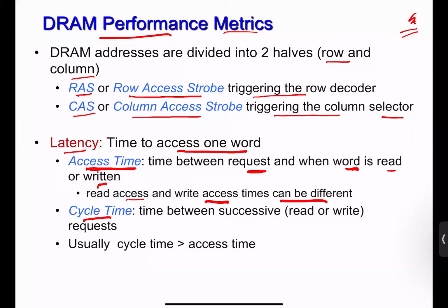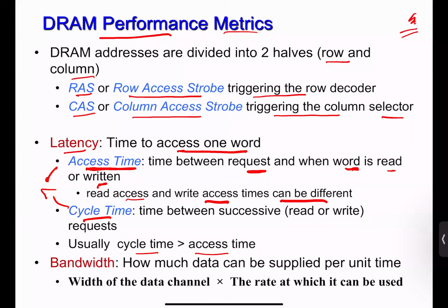Also, there is cycle time. It's just a cycle, so the time between successive reads or the time between successive writes, as an example. Usually the cycle time is greater than the access time. So this is basically greater than this thing. There's also another thing called the bandwidth. What is the definition of the bandwidth? It's how much data can be supplied per unit time.